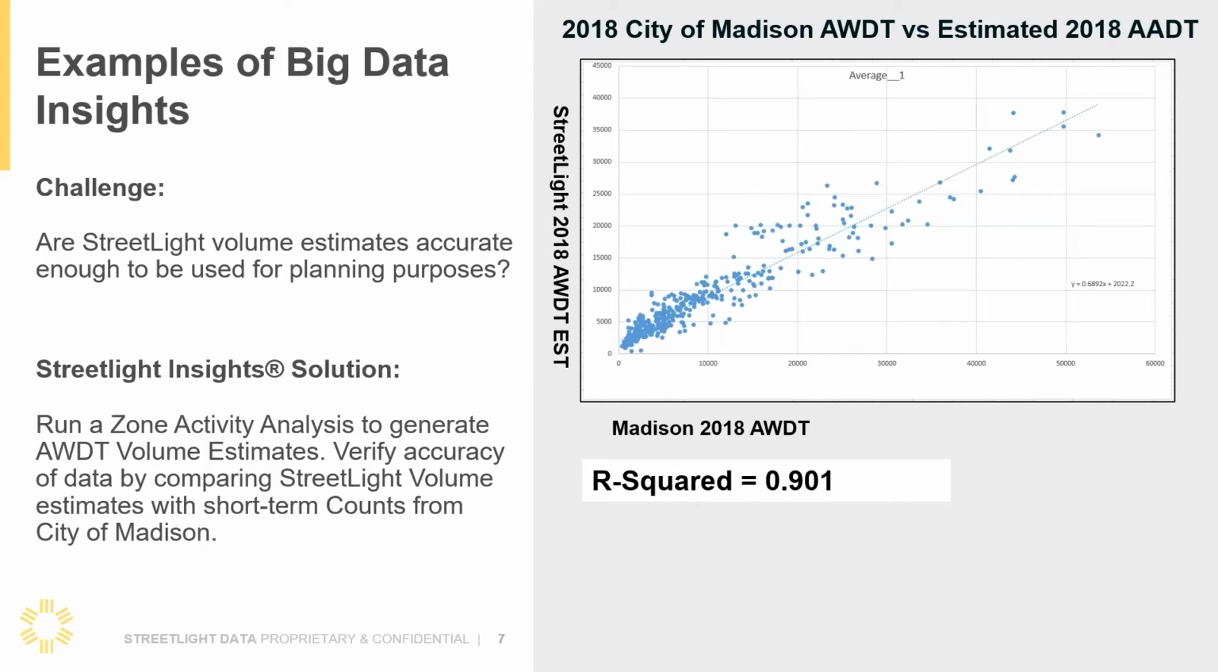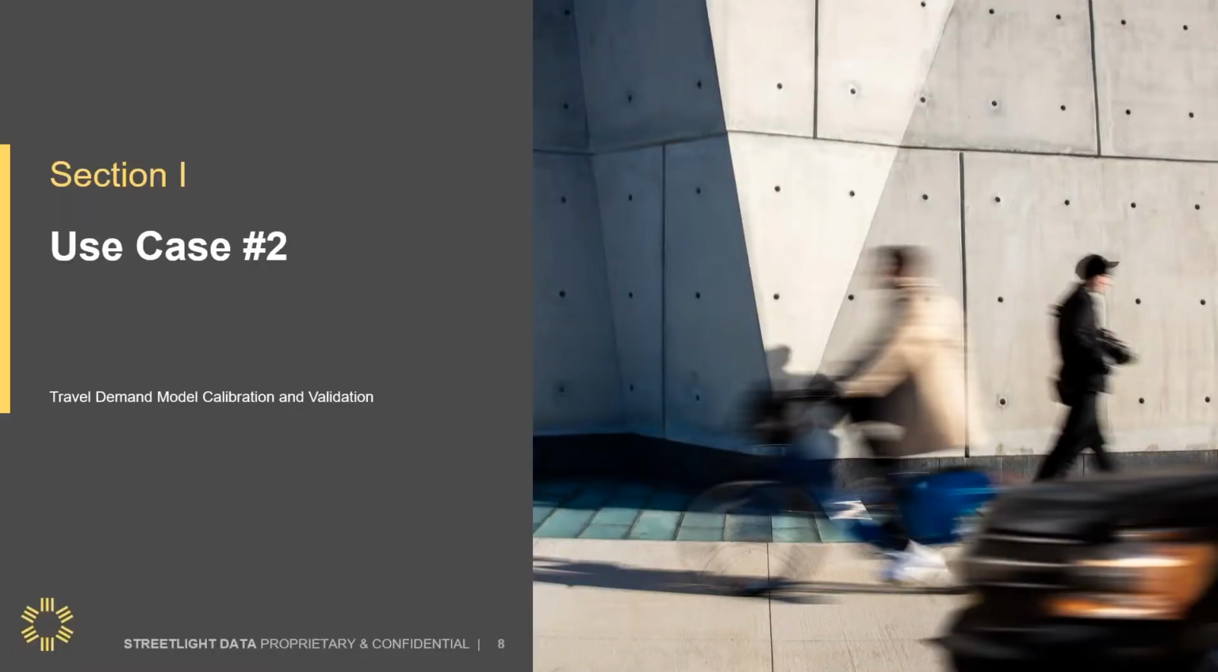Lastly, we compared short-term counts, which are 48-hour counts for the city of Madison, with StreetLight daily volumes, and we got what we expected, an R-squared value that was a bit lower because it's not really an apples-to-apples comparison, but this did give us a lot of confidence in the data for all of those count sites, and then also for streets where we don't have available counts. Next. So use case number 2 is using StreetLight data for travel demand model calibration and validation.